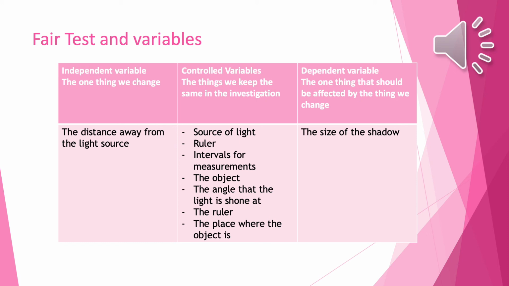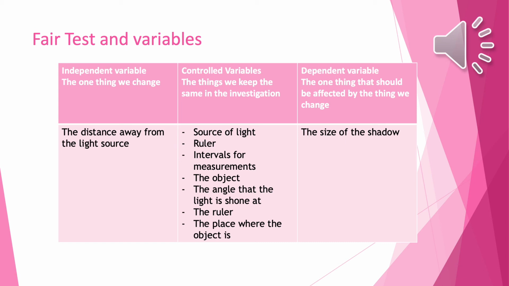The ruler that you're using, I've done that one already, sorry, that's on twice, and the place where the object is put, okay? So if you have the object on a table one time, then you put it on the floor, then you put it on a chair, you can't do that. So you need to choose an area to keep it. I would advise perhaps it's done on the floor best, in a darkened room with the wall nearby so that you can see the shadow onto that.